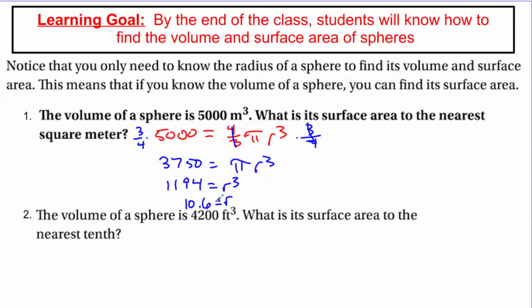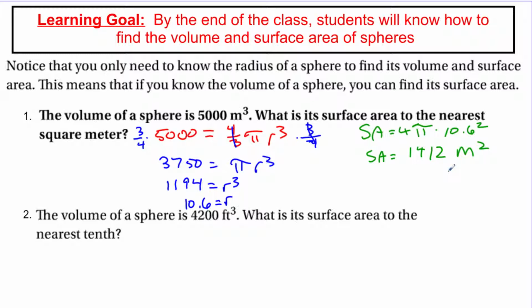Now that I have my r, I can go and do my surface area formula, which says that the surface area is equal to 4 pi r squared. But we just found out that our r is 10.6, so it's times 10.6 squared. Now it's just right back to the calculator. 10.6 squared is about 112.36 times 4 times pi. Our final answer comes out to be about 1,412, rounded to the nearest whole number. So the surface area is 1,412, and my units are in meters, so I'll say meters squared.